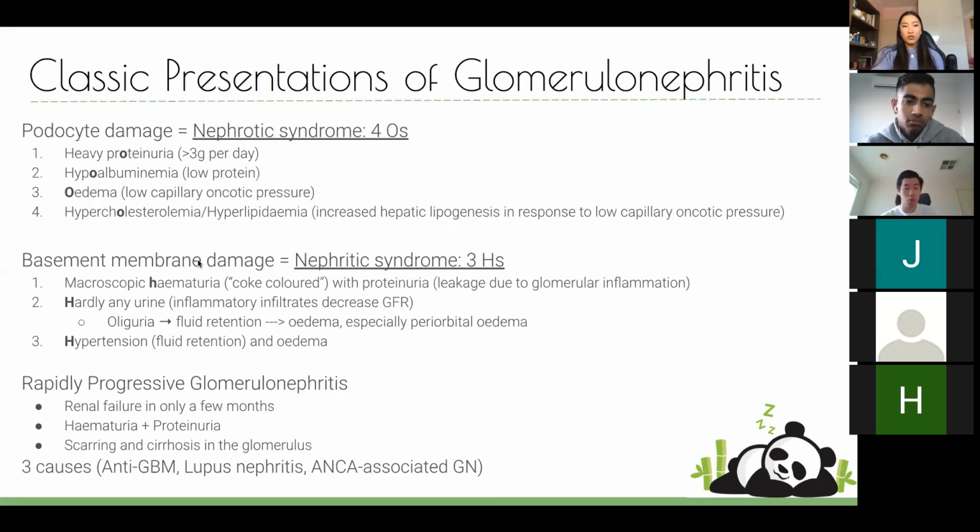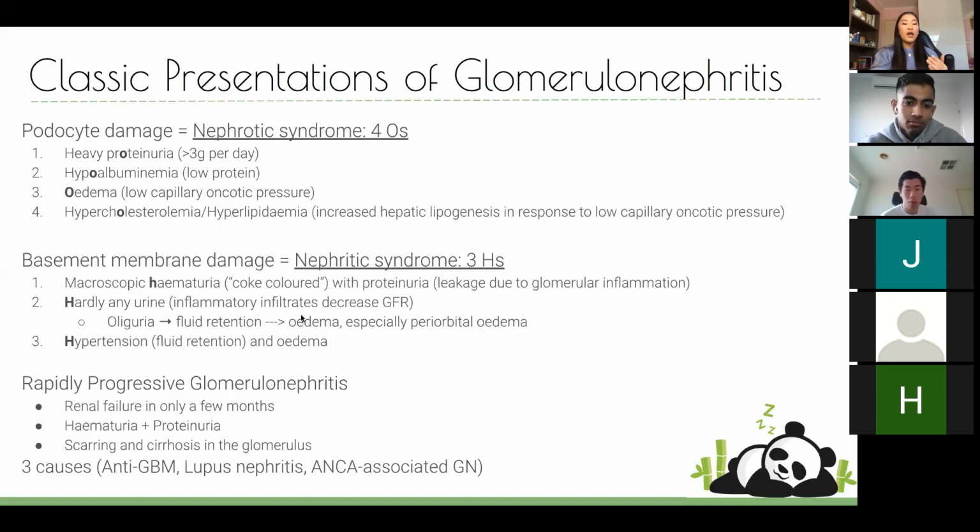In nephritic syndrome, you've got basement membrane damage. So that's letting the red blood cells through, which means you get hematuria, classically Coke-colored urine. And then because you've got all of this damage to the actual glomerulus, there's a compensatory mechanism where it constricts to reduce the blood flow to that glomerulus. And if that happens on a larger scale across your kidney, then you end up with oliguria, which you can remember is hardly any urine. And if you have oliguria, you get fluid retention. So you do also get edema in nephritic syndrome.